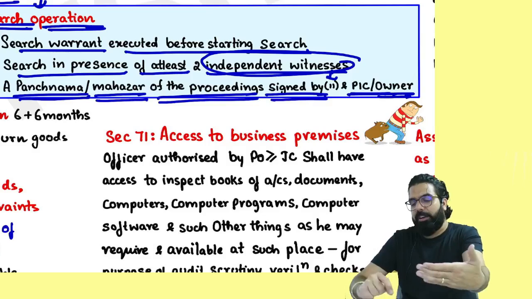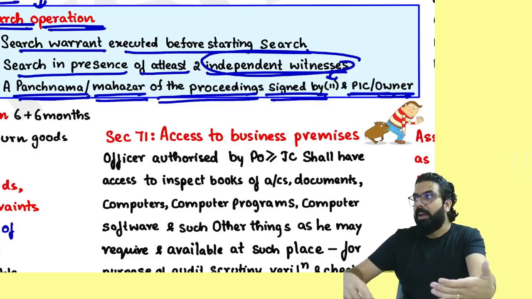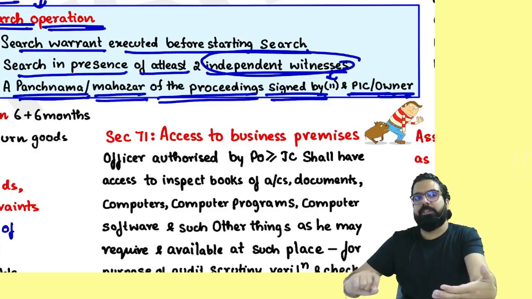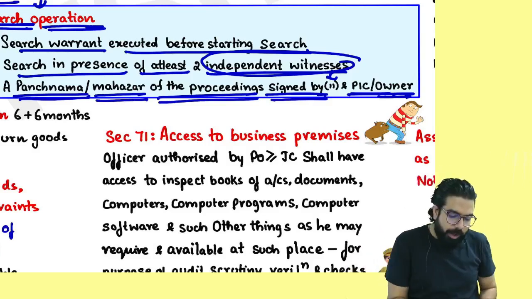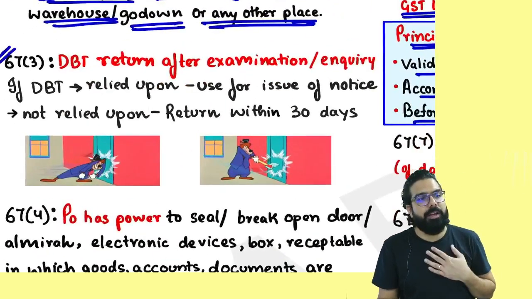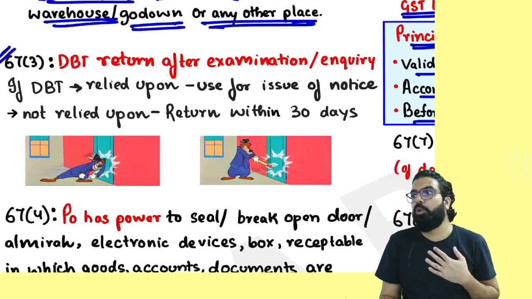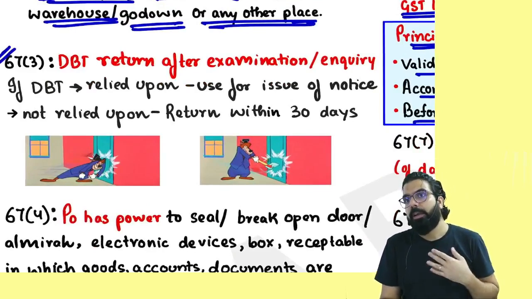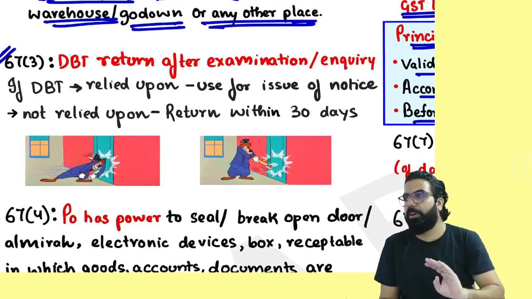All the details should be mentioned. It should be signed by the independent witness and it should be signed by the person where the search is done. Everyone over here, during the search, they came to my premises and did the search. They took my son's birth certificate. Is it of any use to them or should they return it?